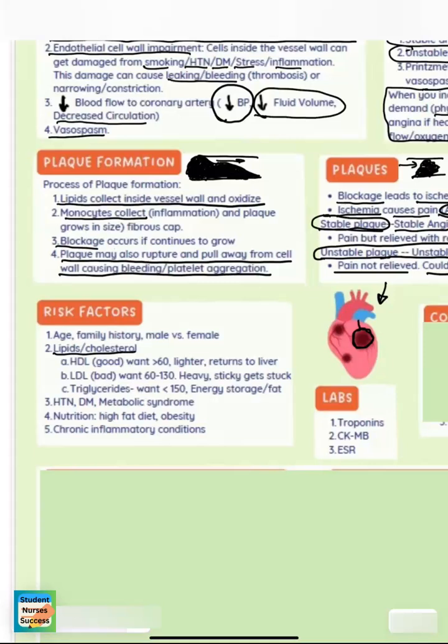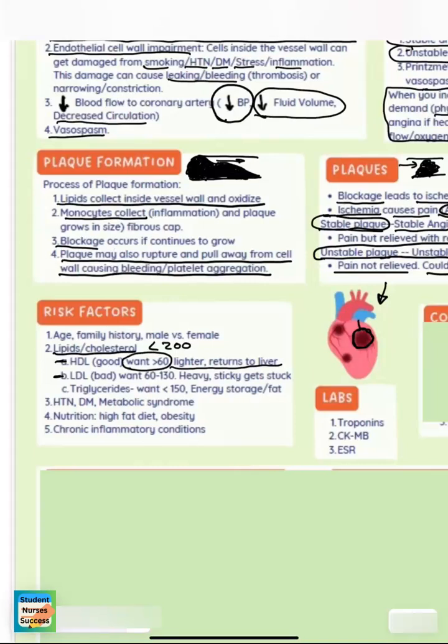Cholesterol should be less than 200 would be ideal for your cholesterol level. Now we have good cholesterol and we have bad cholesterol. Good cholesterol is lighter. It's fluffier, and as it circulates through the bloodstream, it returns to the liver. We want our HDL or our good cholesterols to be greater than 60 on our lab values.